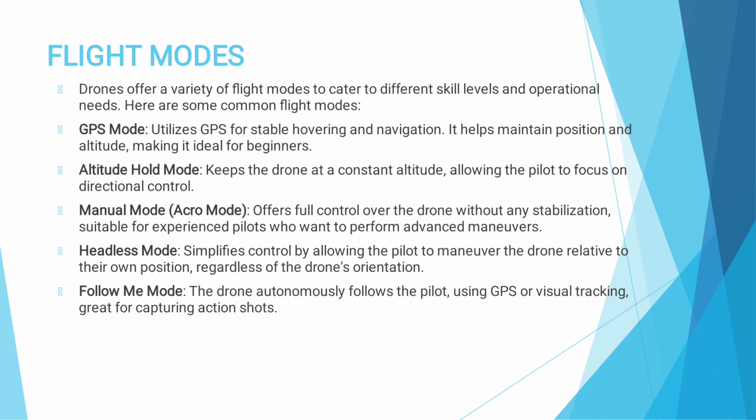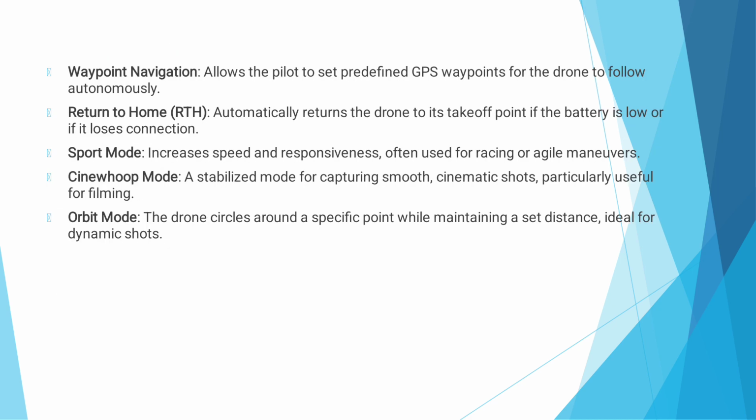Manual mode offers full control over the drone without any stabilization, suitable for experienced pilots who want to perform advanced maneuvers. Headless mode simplifies control by allowing the pilot to maneuver the drone relative to their own position regardless of the drone's orientation. Follow me mode: the drone autonomously follows the pilot using GPS or visual tracking, great for capturing action shots.